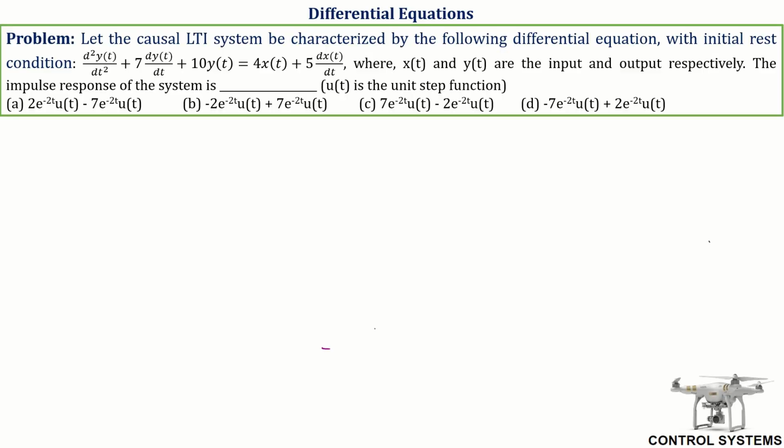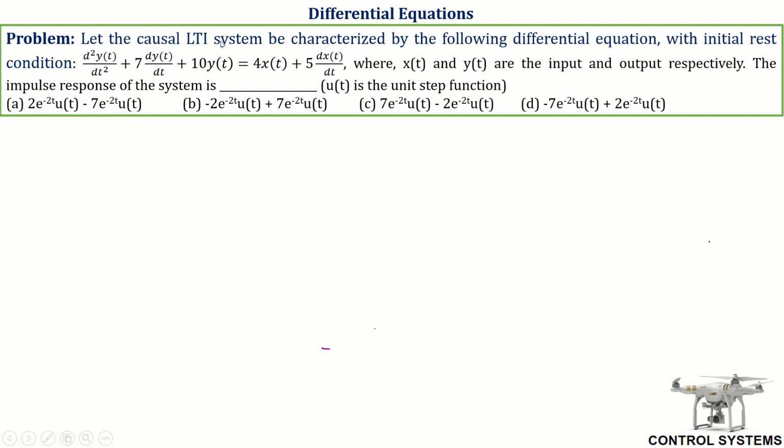Here we have a problem on differential equations. Given is a causal linear time invariant system which is characterized by the differential equation and it is initially in rest condition, which means initial conditions can be considered to be 0. The differential equation is d square y of t by dt square plus 7 dy by dt plus 10y of t is equal to 4x of t plus 5 dx of t by dt, where x of t and y of t are the input and output respectively. And we are asked to find the impulse response of the system.